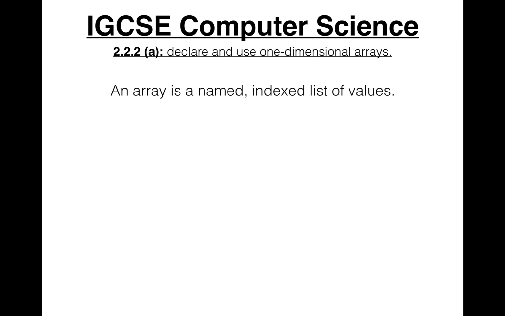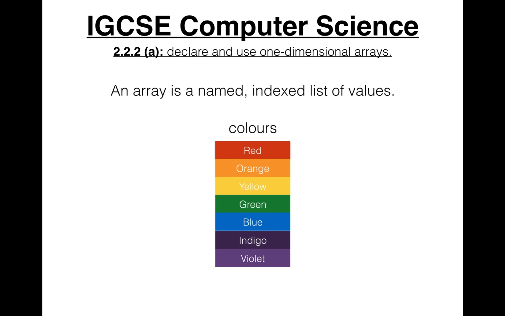Alright, so an array is a named indexed list of values. It's named because we give the array a name, and it's indexed because, well, you're about to find out. So here we have the array name, colors, and here are the values in this list, or array. An array is basically a list. So we have red, orange, yellow, green, blue, indigo, violet.